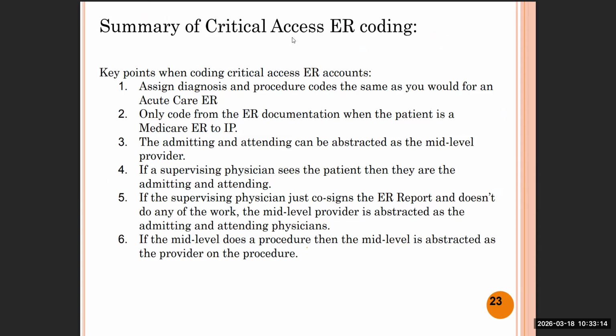Summary of the critical access ER coding. Key points when coding a critical access ER account: assign diagnosis and procedure codes the same way you would for acute care ER. Only code the ER documentation when the patient is a Medicare ER inpatient. The admitting physician or attending can be abstracted as a mid-level provider. If the supervisor physician sees the patient, they are the admitting and attending. If the supervisor physician just co-signed the ER report and does not do any work, the mid-level provider is abstracted as the admitting and attending physician. If the mid-level does a procedure, then the mid-level is abstracted as the provider on the procedure, like that.